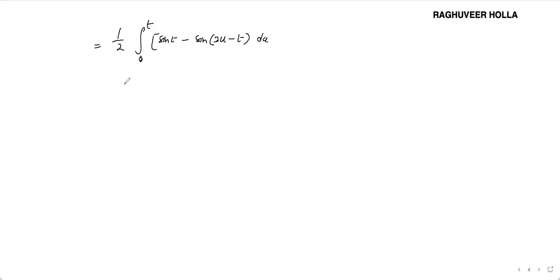Okay, so let us use 2 cos a sin b, which is sin a plus b minus sin a minus b. So which is half of u sin t minus half plus half cos 2u minus t. Yeah, u is equal to 0 to t.